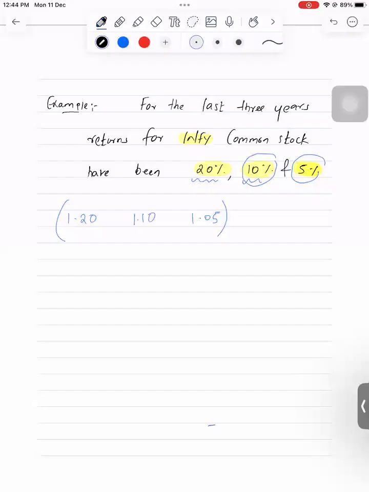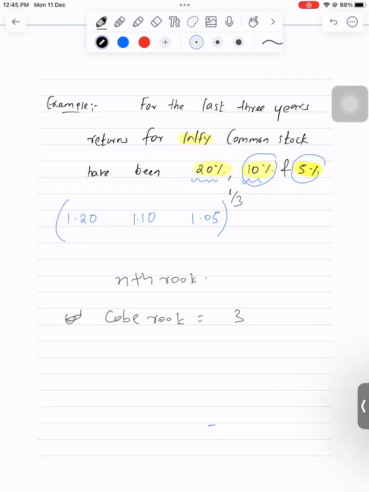Next step, what you need to do is find the cube root, to the power 1 by 3. Why cube root? Because in the data set I can see three values. So basically, we need to find the nth root.